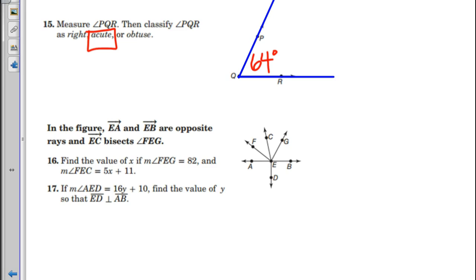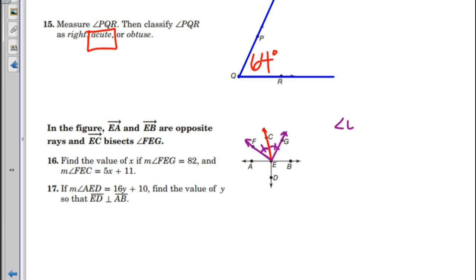All right, and EC bisects FEG. So EC bisects FEG. Man, I got the wrong one. Let's do that again. EC bisects FEG. All right, that means these two guys are equal.